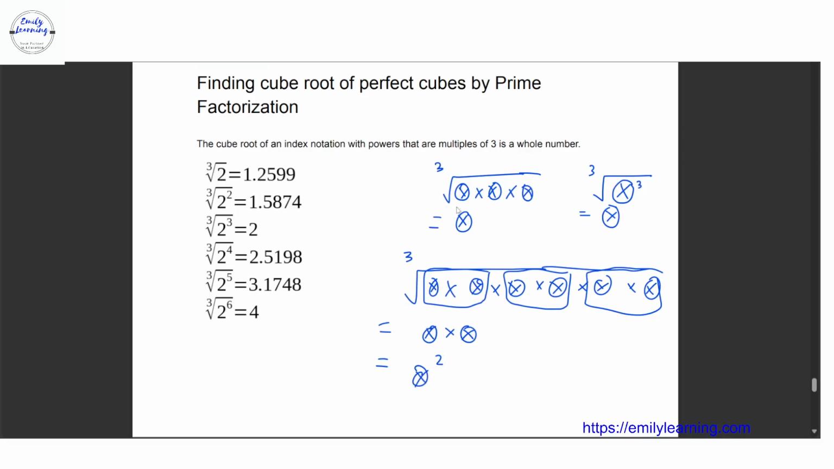So whenever you have index notation with powers that are multiples of 3, when you cube root it, you'll get a whole number. Whenever you cube root something, you divide the power or the index by 3. So for power 6, you divide the index, which is 6 here, by 3, which gives you 2.